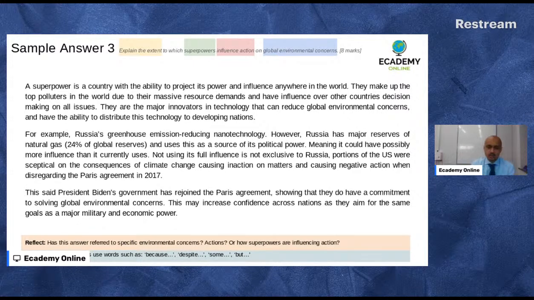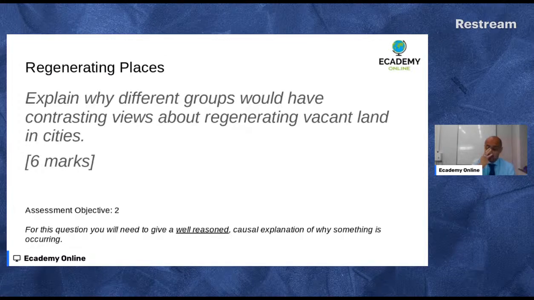Okay, just conscious of time, guys, so I'm just going to skip on ahead to regenerating places. So if you want to note that question: explain why different groups would have contrasting views about regenerating vacant land in cities, and then we'll go through this together. Okay, so let's break this down. So again, this is an assessment objective 2 sort of question, and you're going to have to come up with a well-reasoned causal explanation for why something is occurring or not.